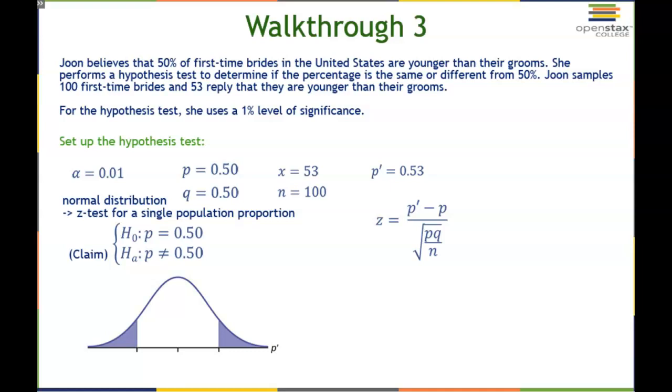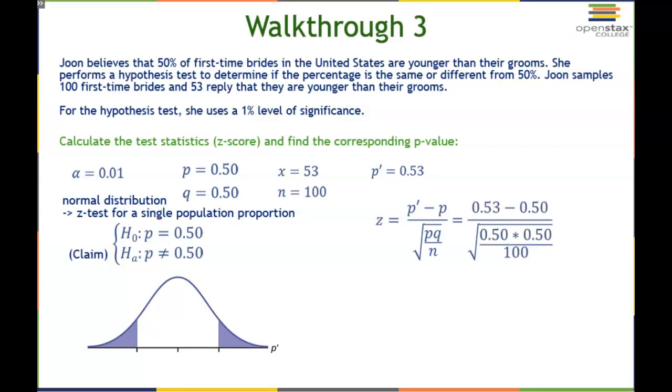We can set up our H0 where P equals 0.50, and our HA would be P does not equal 0.50. Now let's run our z-test. So we have z equals P prime minus P all over the square root of P times Q divided by N. Plugging in all of our values, we get 0.53 minus 0.50 divided by the square root of 0.50 times 0.50 divided by 100. All of that equals 0.06.